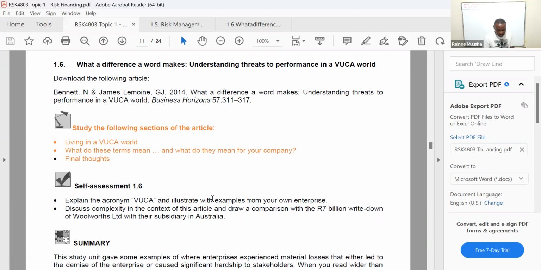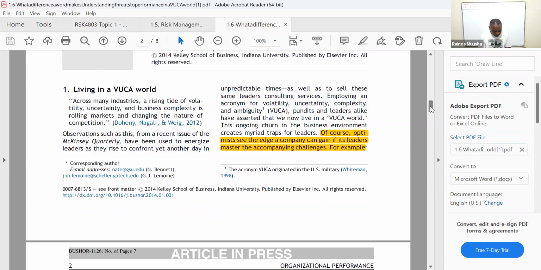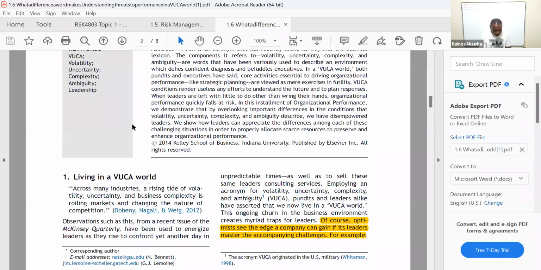The most important thing to take note of from unit 1.6 is being able to explain the acronym VUCA. So we need to know what VUCA is, and for each letter of the VUCA acronym, we need to know how to identify the problem and how to solve the potential problem coming from each of the letters.